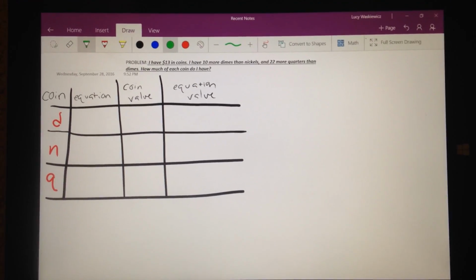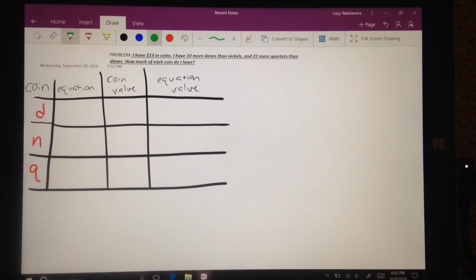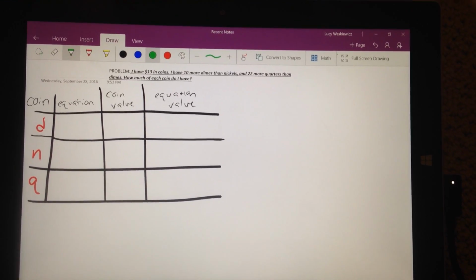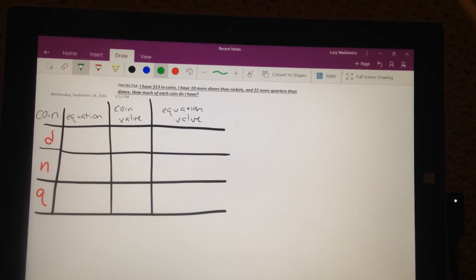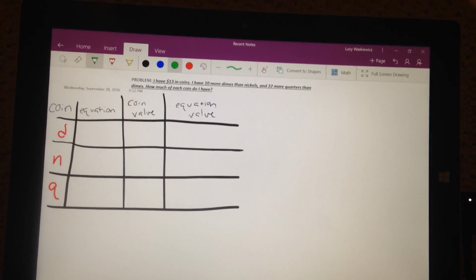I have $13 in coins. I have 10 more dimes than nickels and 22 more quarters than dimes. How much of each coin do I have? For this problem, we first can create a table to lay out the information that we do have and determine the equations we must use to find the information we do not have, the number of each coin.